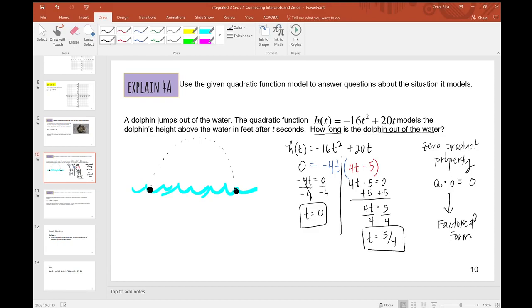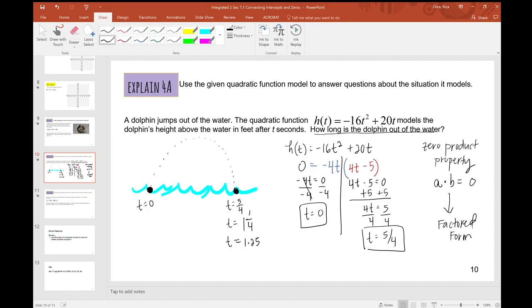Let's analyze what these numbers represent. The t equals 0 represents our initial point. That's before time has elapsed, before the dolphin even jumped out of the water. And the t equals 5/4 represents our terminal point. The t equals 5/4 also represents how long it took for our dolphin to finally reach the water again. So if I turn 5/4 into a mixed number, 5/4 is 1 1/4. In decimal form, that's 1.25.